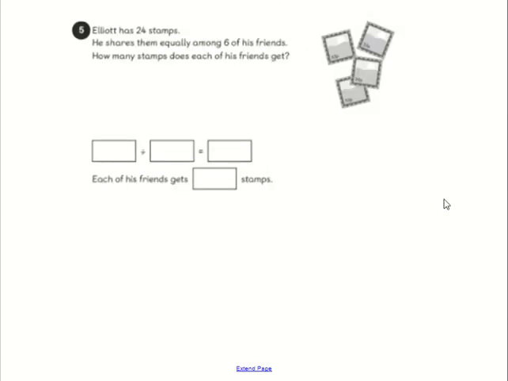Okay, our next question is question 5. Elliot has 24 stamps. He shares them equally among his 6 friends. How many stamps does each of his friends get? Now the first thing I'm going to do is I'm going to represent what I'm working out. What can I draw to show what I'm trying to work out here? Well done, I could draw a bar model. So I'm going to do that now. I'm going to pause the video and the bar model will appear any second now.